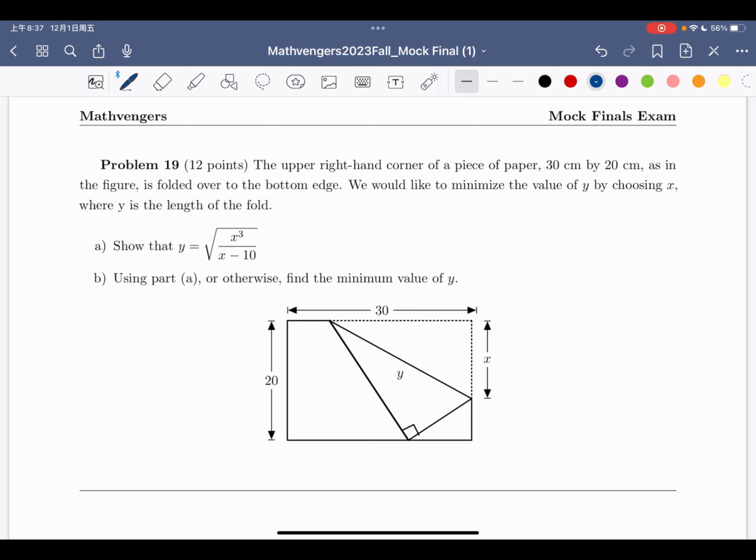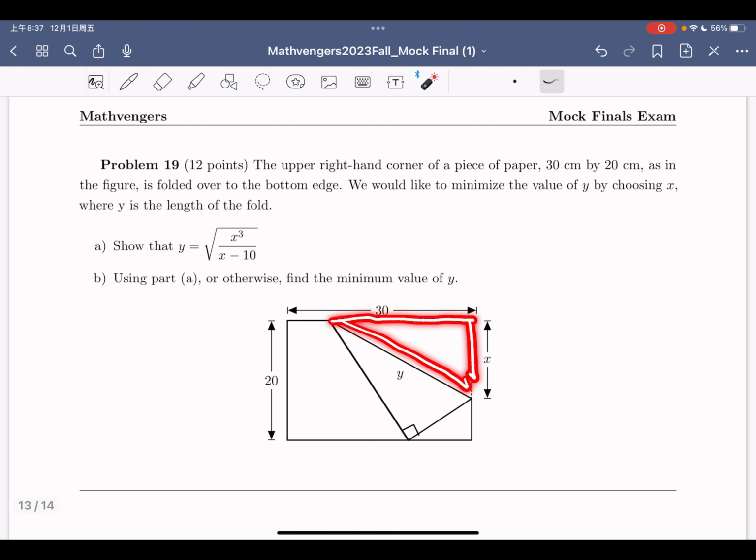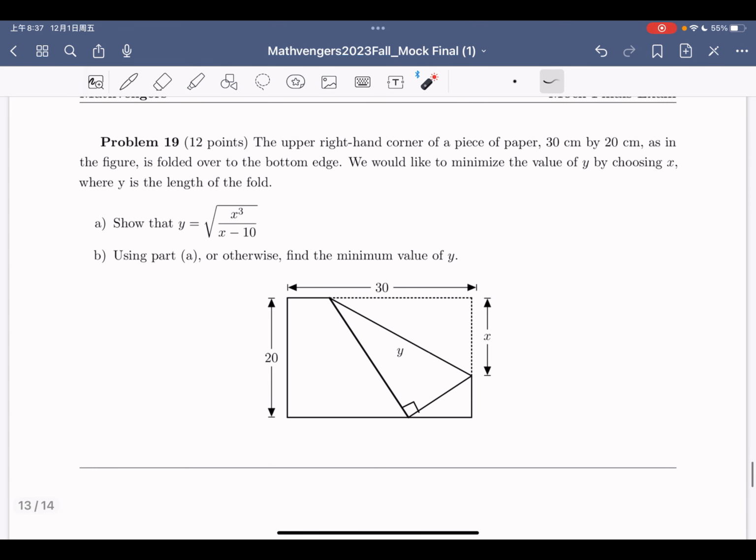Okay, so we move to problem 19. It shows a graph, where the upper right angle triangle is folded into the bottom side. For part A, we need to show that y is equal to a function, the square root of x to the power of 3 over x minus 10. Okay, so how can we show this?